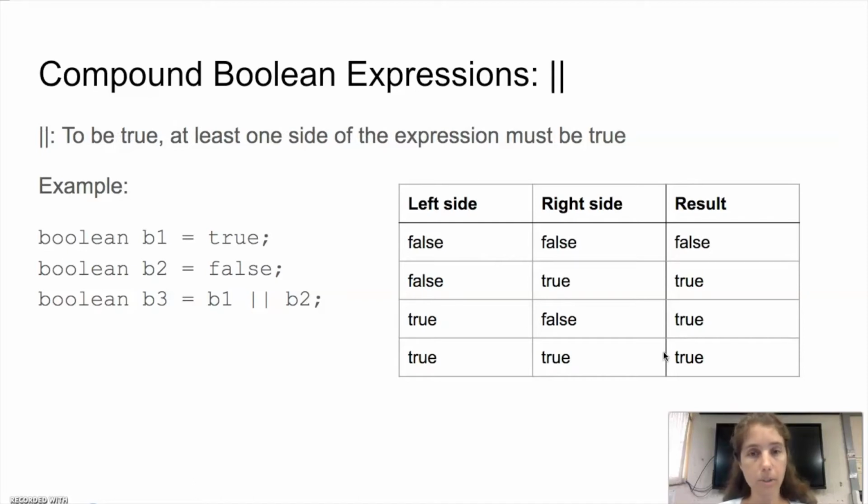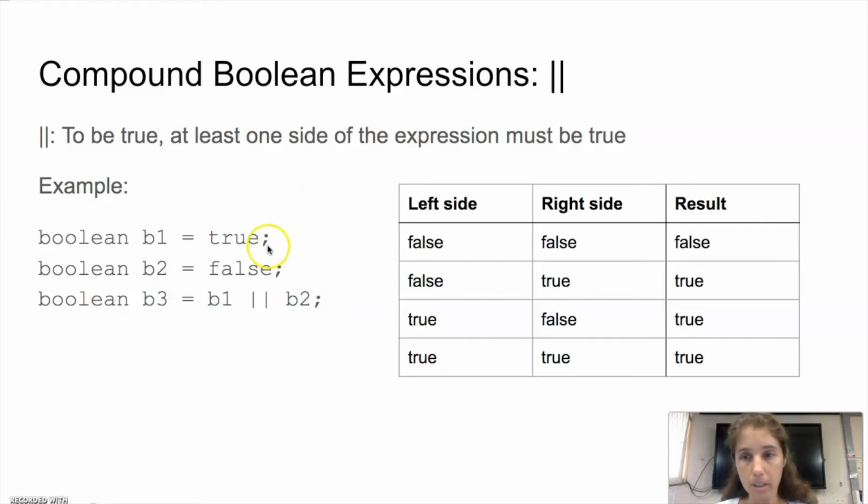Another logical operator that we use is the OR operator. So this is two vertical bars, like you see here. To get those vertical bars when you're typing, you hold down Shift and then press the backslash button, which is right above Enter or Return on your keyboard.